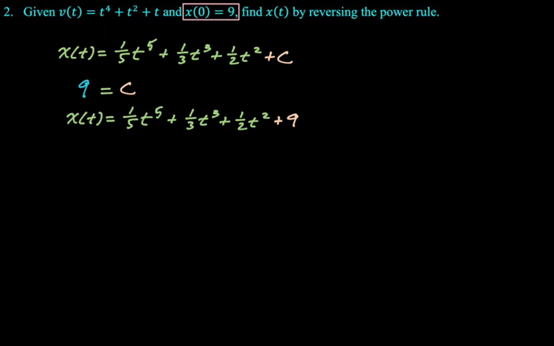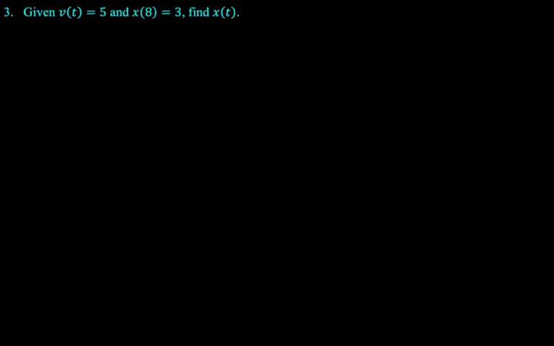There we go. 1/5 t to the 5th plus 1/3 t cubed plus 1/2 t squared plus 9. That's what we get. You know what we're doing? We're going to do another one. Because once you get this idea down, you want to practice it a lot. V of t is just 5. And x of 8 is equal to 3. So not x of 0 this time. X of 8 is equal to 3.